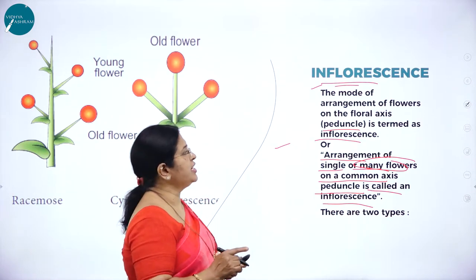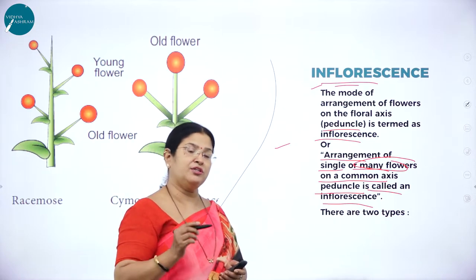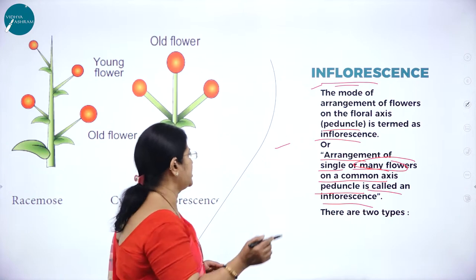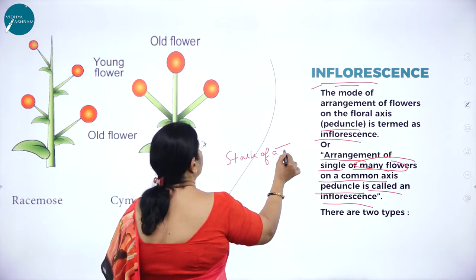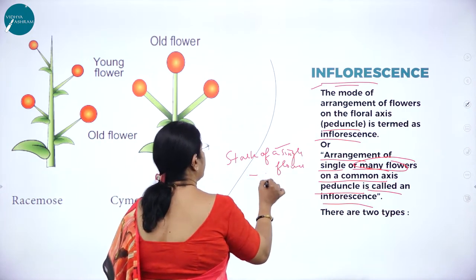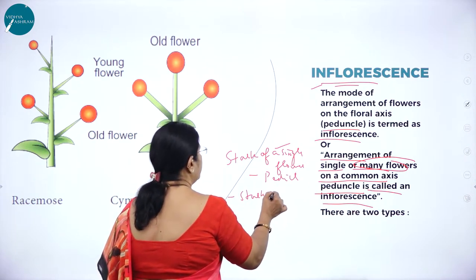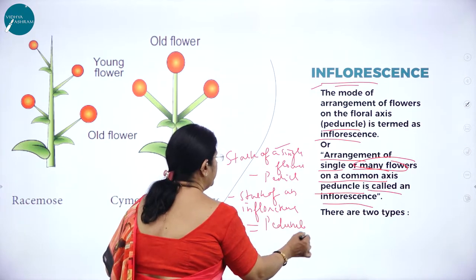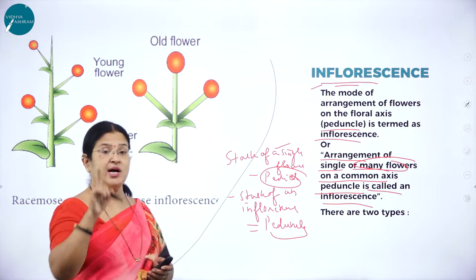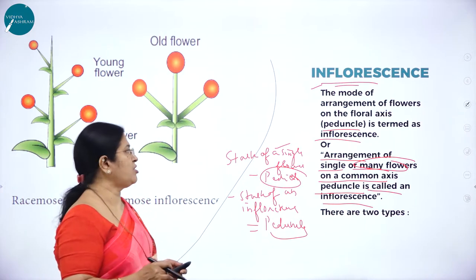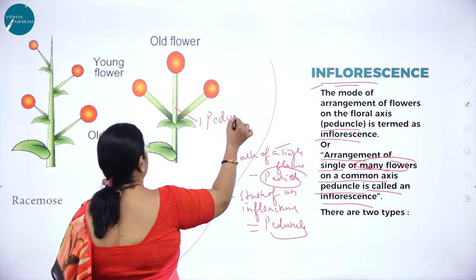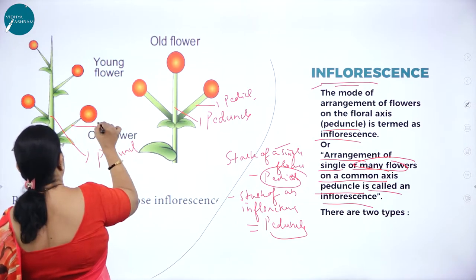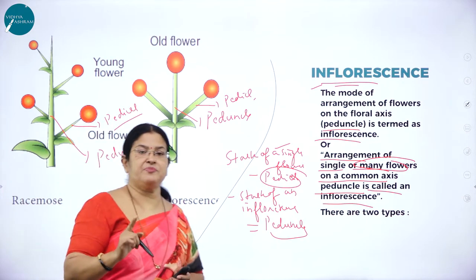So I repeat, what is an inflorescence? Inflorescence is nothing but the mode of arrangement of flowers on the floral axis called peduncle, or the arrangement of many flowers on a common axis called peduncle. As I said, stalk of a single flower is called pedicel, but stalk of an inflorescence is called peduncle. Kindly remember these two words. Pedicel is stalk of a single flower. What is peduncle? Stalk of a cluster of flowers is called peduncle. Here you can see this is called peduncle and this is called pedicel. Hope you have understood the difference between a pedicel and a peduncle.